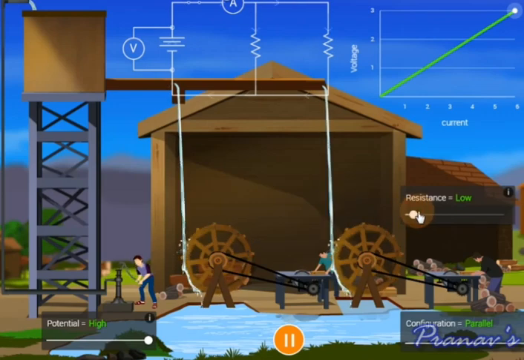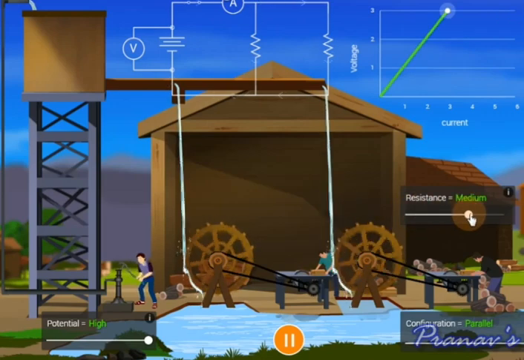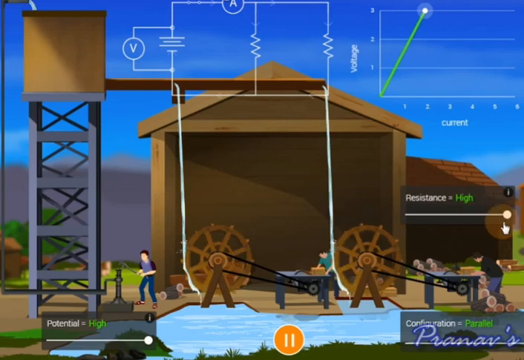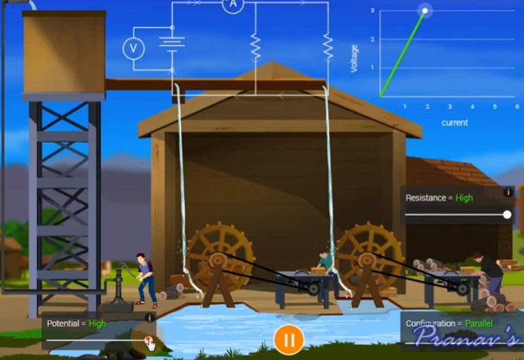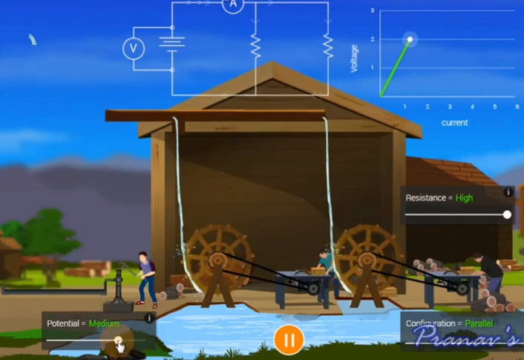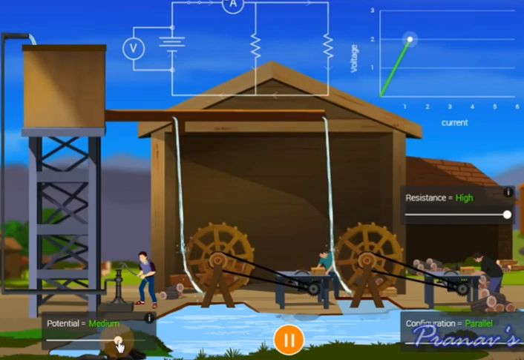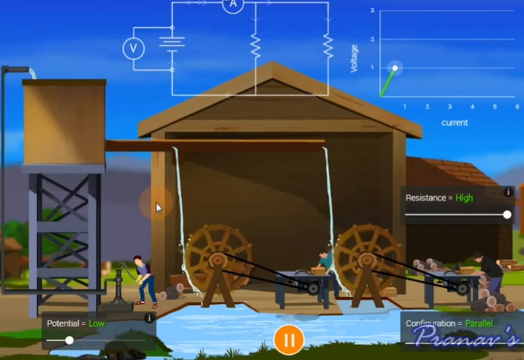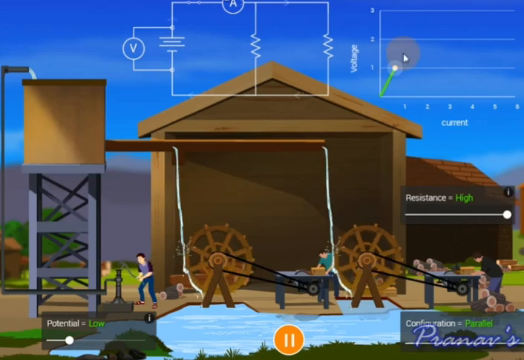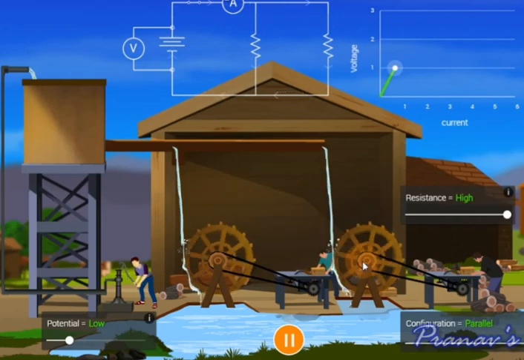One thing that should be noted is, if we decrease the resistance, the current or the flow of water in this analogy increases. If we increase the resistance, the current or the flow of water in this analogy decreases. That's all. I think I made it clear to you.